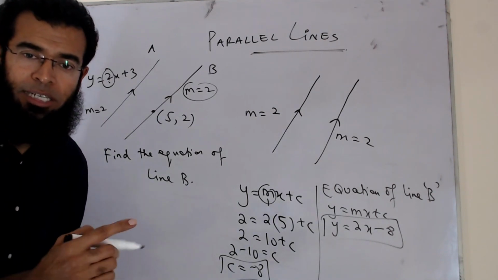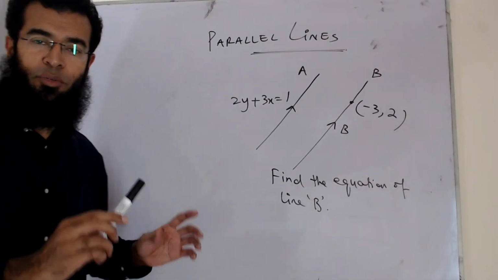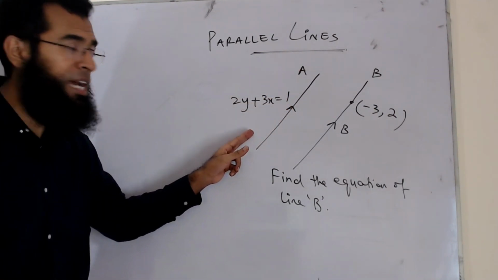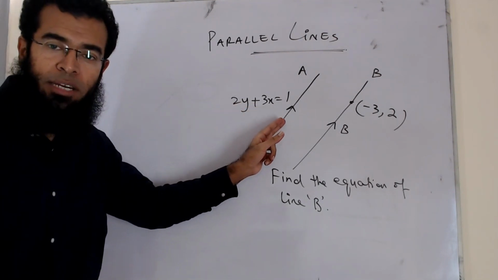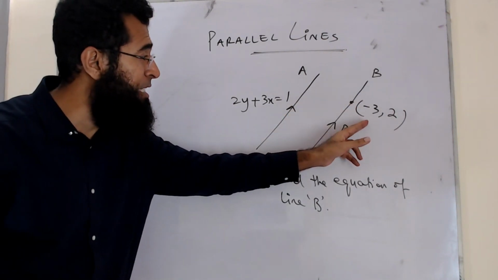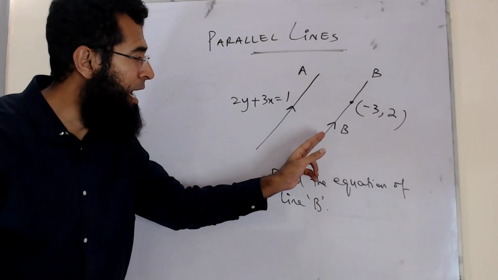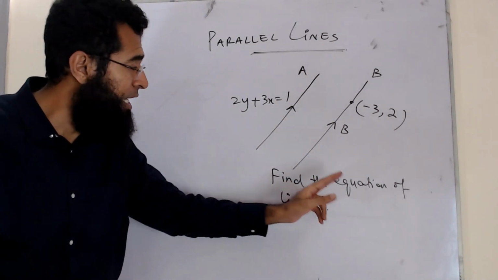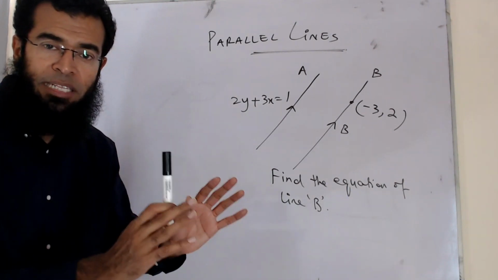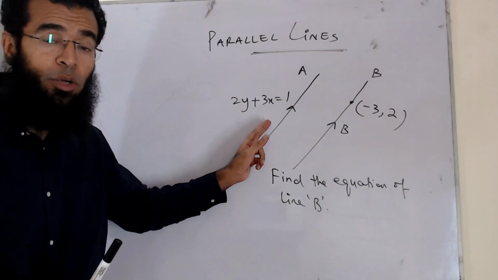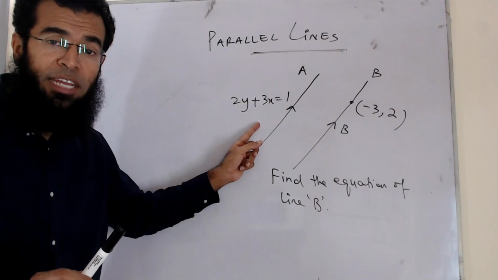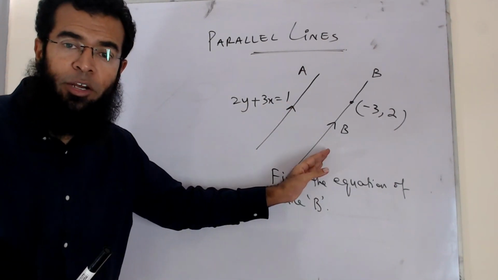Let's take a look at another example. Let's have a look at the second question. We have a line A and it has the equation 2y plus 3x is equal to 1. And we have a line parallel to line A passing through the point minus 3, 2. Obviously we have to find the equation of line B, right? Both the lines are parallel, so the first property that should come to your mind is that the gradient of parallel lines is exactly the same. So if we could find the gradient of line A, that would automatically be the gradient of line B.